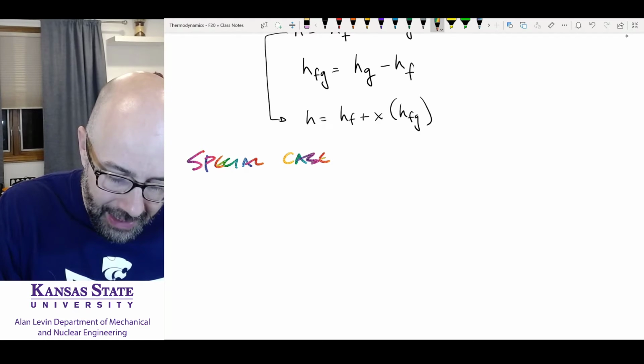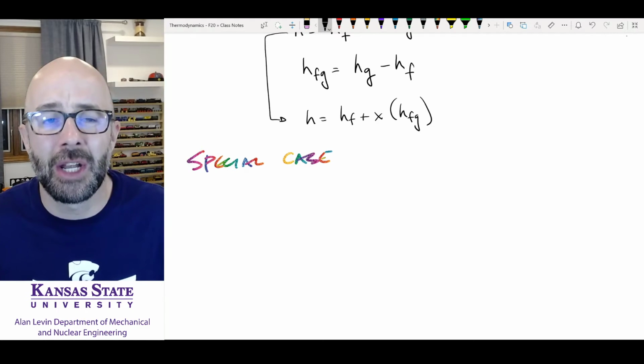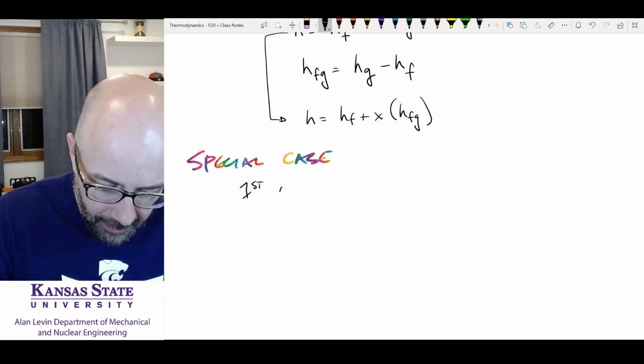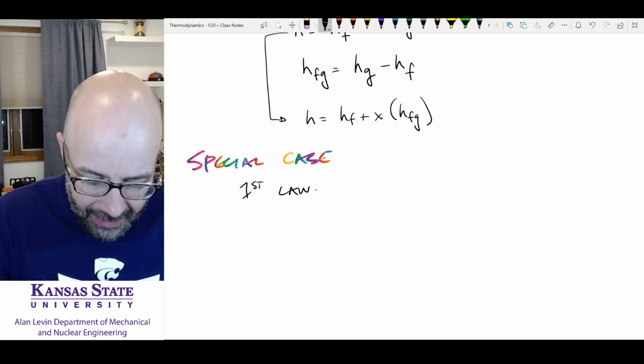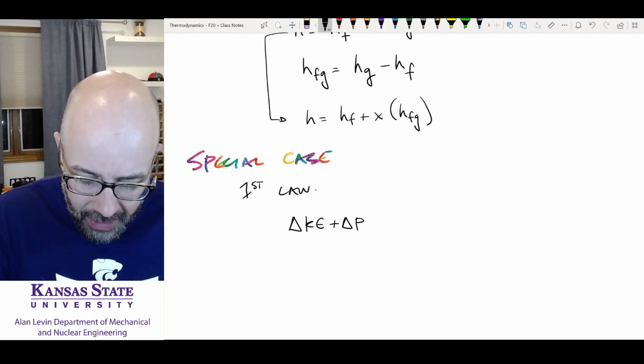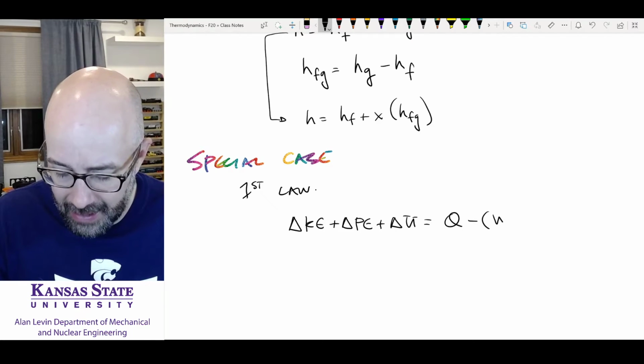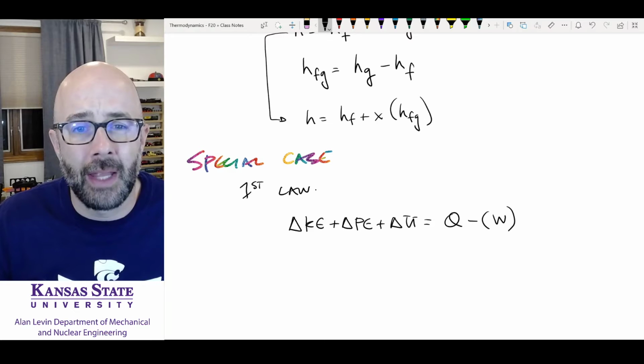It's a special case, and so let me describe this special case to you. Let's look at the first law. The first law says the change in kinetic energy plus the change in potential energy plus the change in internal energy is equal to heat transfer minus the work. That's what we know.